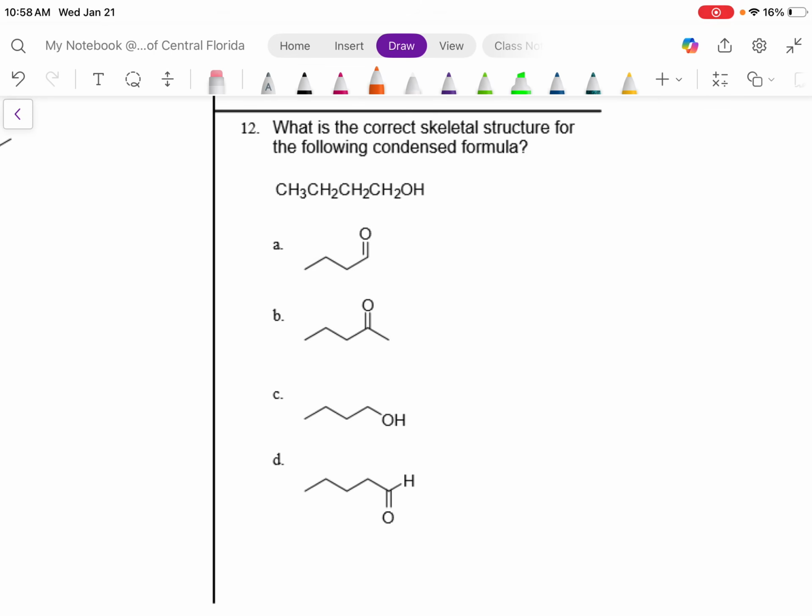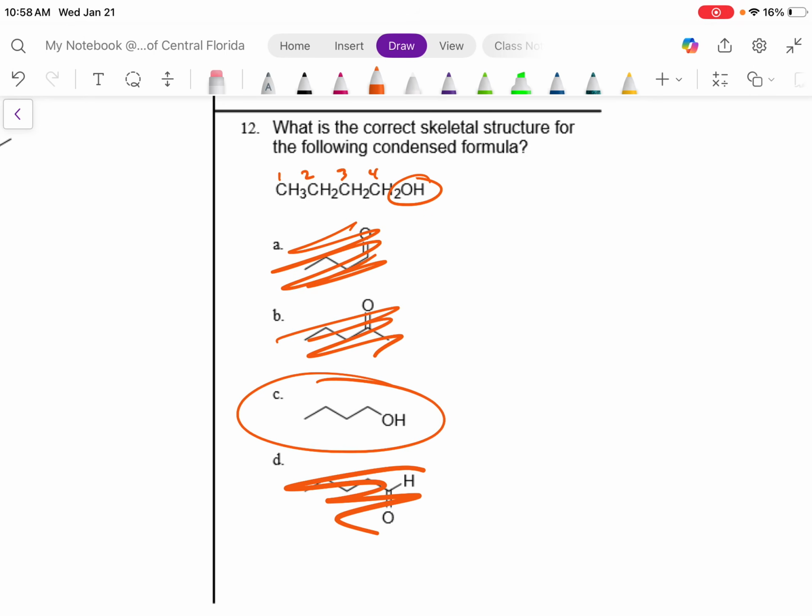There's 1, 2, 3, 4 carbons. So that one's out. 1, 2, 3, 4. You see, I'm always double checking, counting carbons. That's 5. That one's out. So now it's just between those 2. I see that. Oh, an OH, that means alcohol. Alcohol, not an aldehyde. Done.